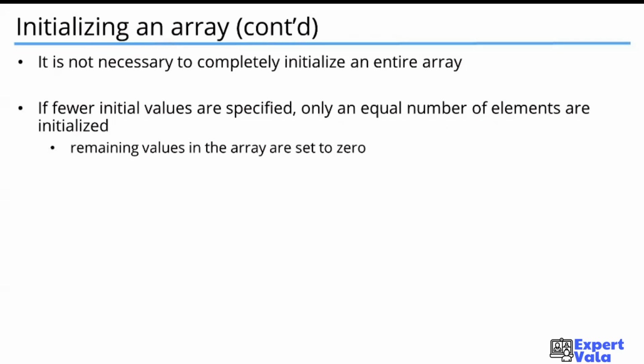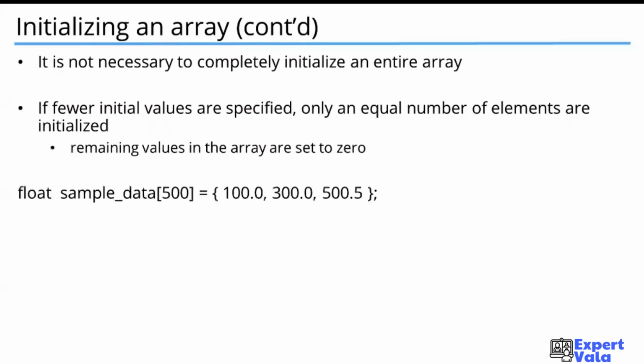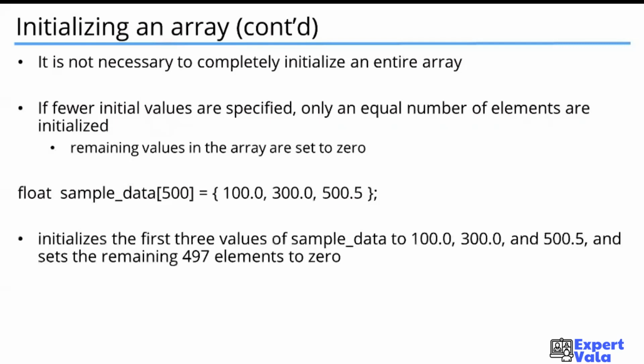So if you do something like this, where you have an array called sampleData of type float, it contains 500 elements. But in the curly braces, all you see here is our 4 elements. What this is going to do, it's going to initialize the first 4 values of the sampleData array to 100, 300, 500, and 5. Then the remaining 496 elements are going to be 0. So you don't have to specify everything.